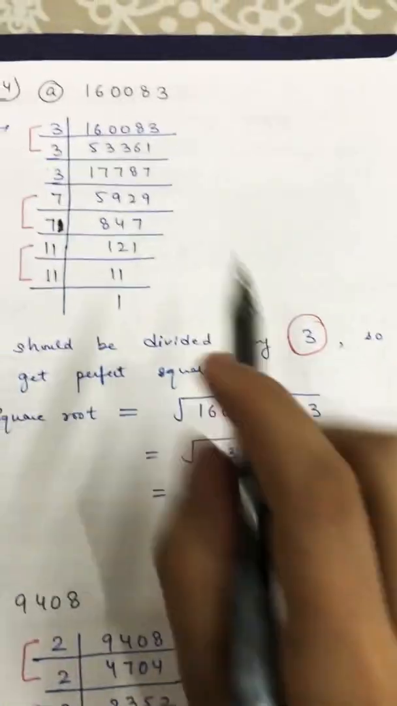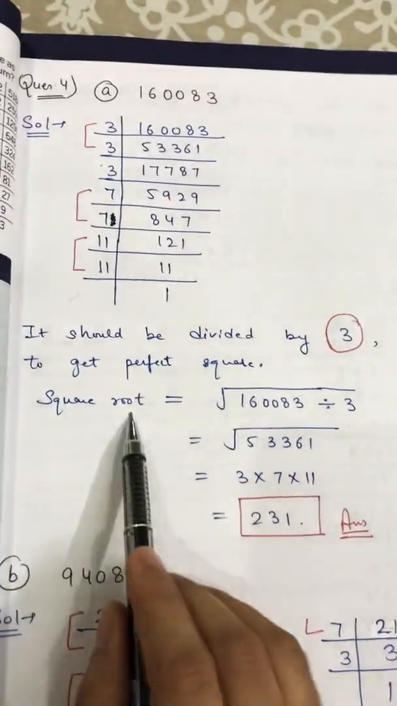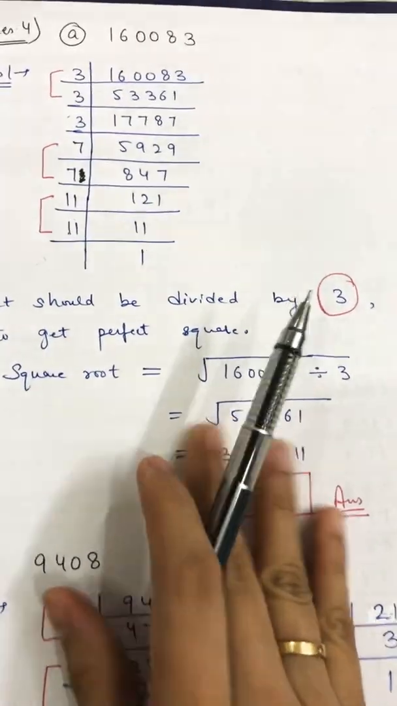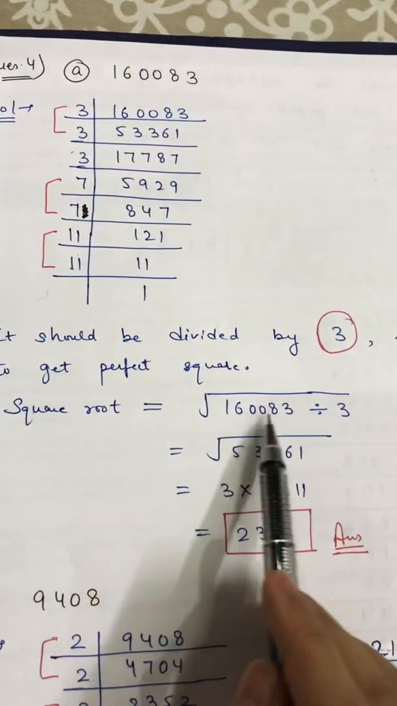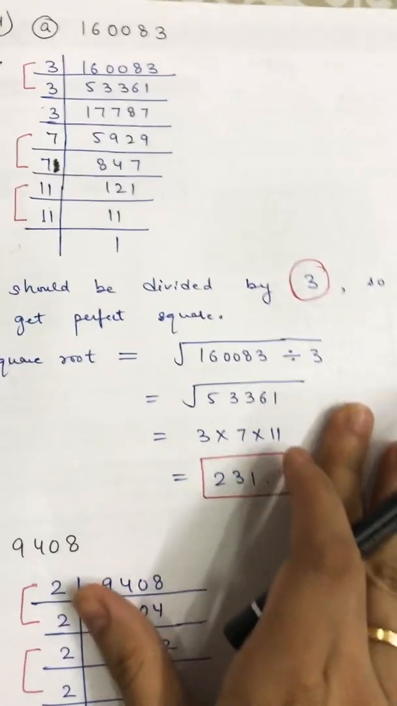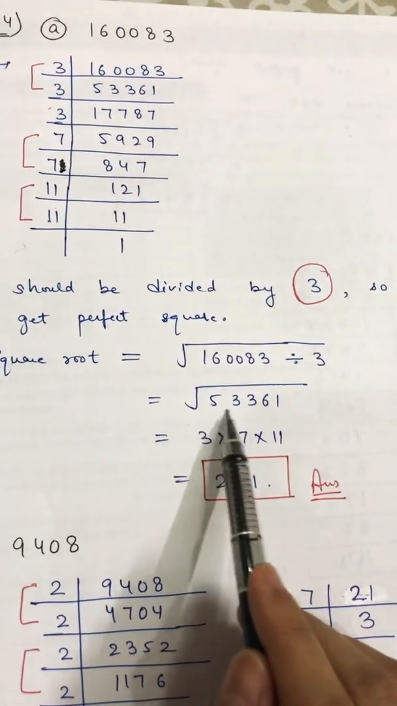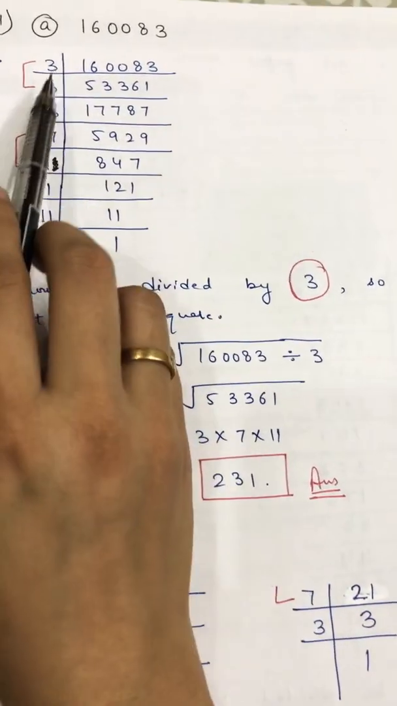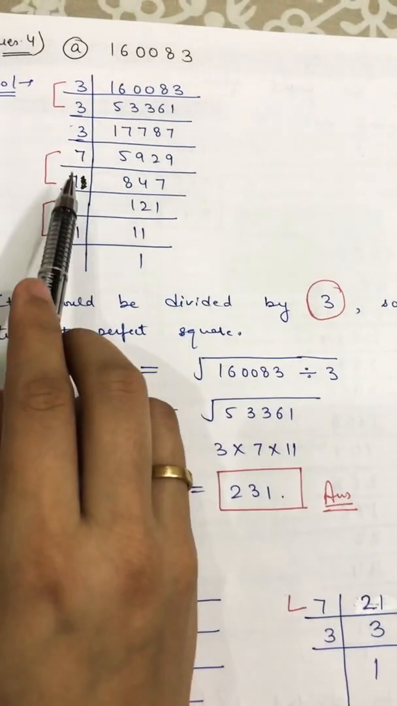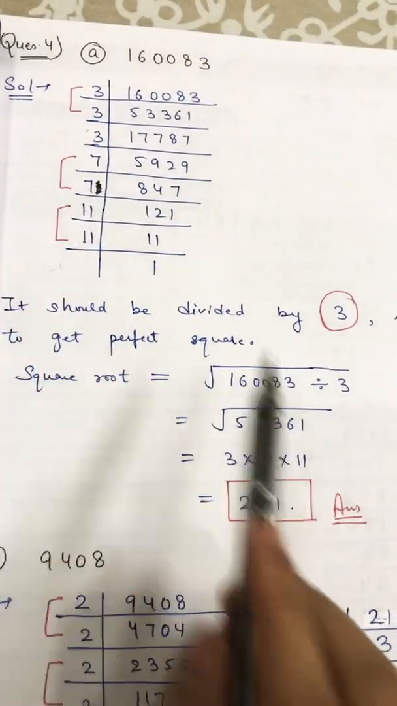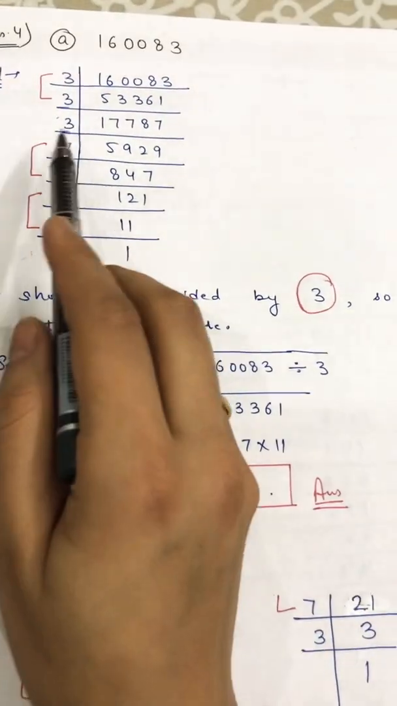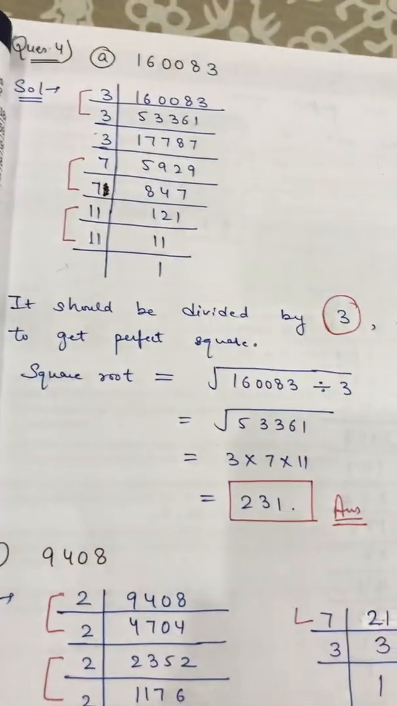Okay, now write down this statement. Now find out the square root. Next step is find out the square root. Write down this statement, divided by 3. Okay, now we'll get 53361. So under root of 53361, it means first is 3 pair, next is 7 pair, third is this 11 pair. Okay, this 3 is now removed.